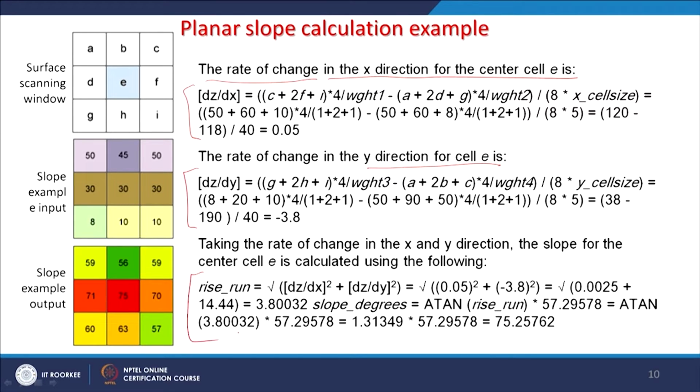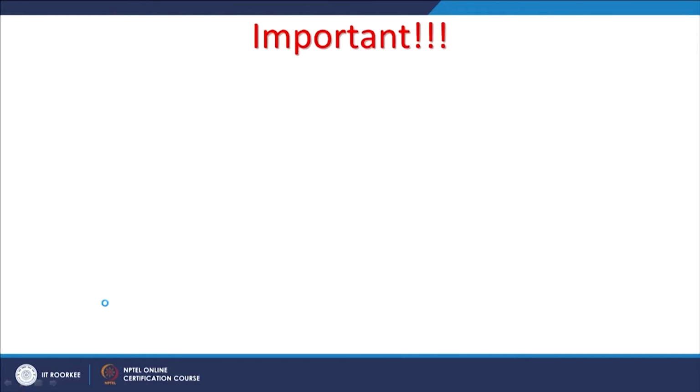So in this example, here this is my roving or moving window, which runs on this input raster, and this is the result I get, these are the slope outputs which I am getting in terms of degrees. So likewise I can do this calculation.